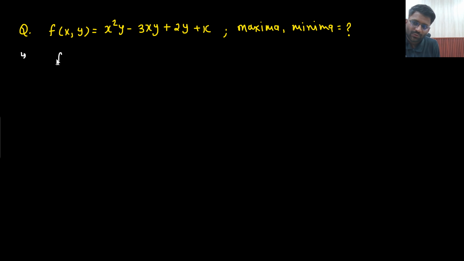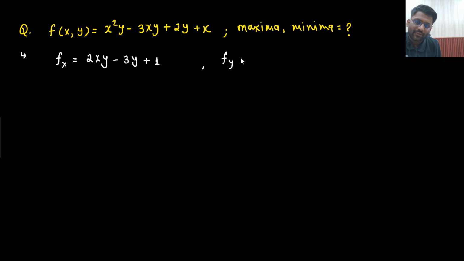So what are we supposed to do? First we are supposed to differentiate with respect to x, right? So what I will do: 2xy minus 3y plus 1, right? Is that clear? Partial differentiation with respect to x. So 2xy minus 3y, 2y will be 0, x 1.